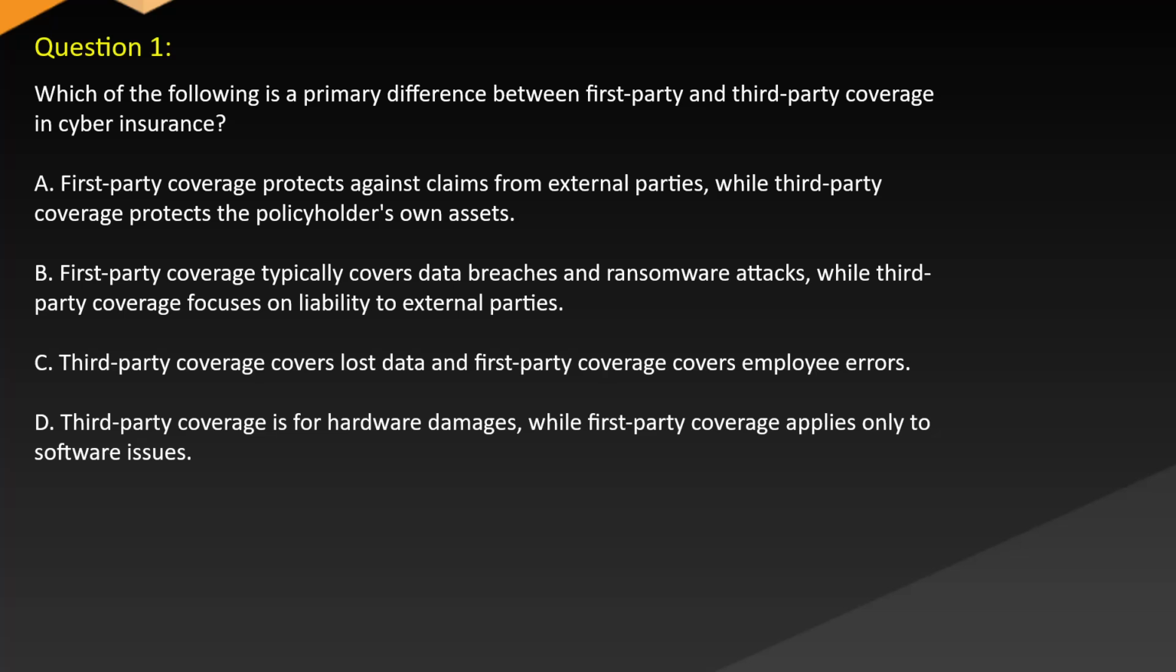Question 1. Which of the following is a primary difference between first-party and third-party coverage in cyber insurance? A. First-party coverage protects against claims from external parties, while third-party coverage protects the policyholder's own assets. B. First-party coverage typically covers data breaches and ransomware attacks, while third-party coverage focuses on liability to external parties. C. Third-party coverage covers lost data, and first-party coverage covers employee errors. D. Third-party coverage is for hardware damages, while first-party coverage applies only to software issues.